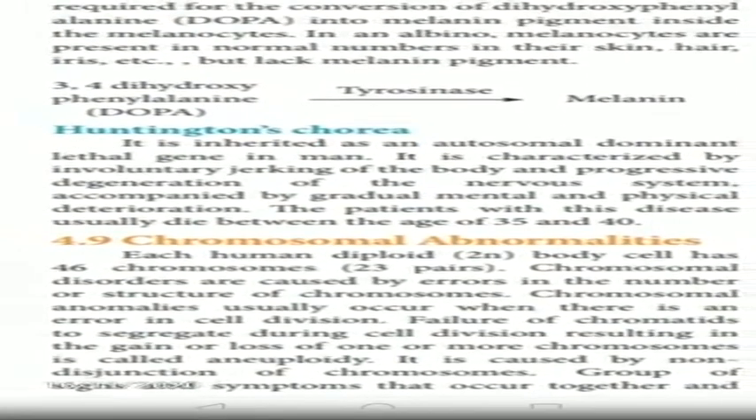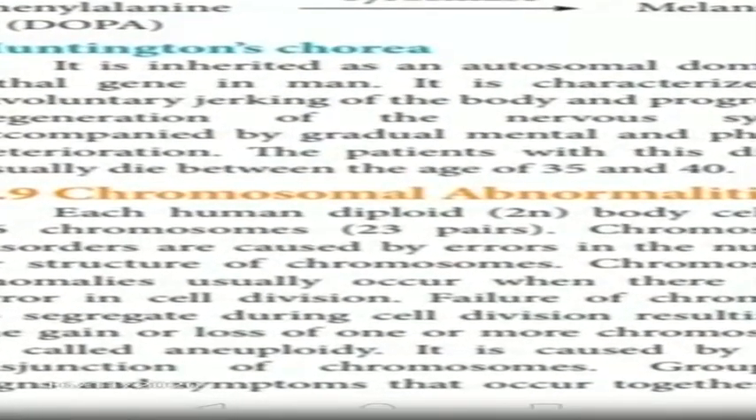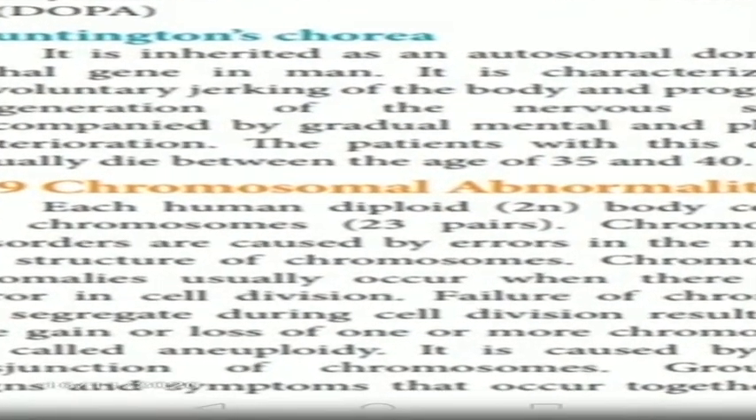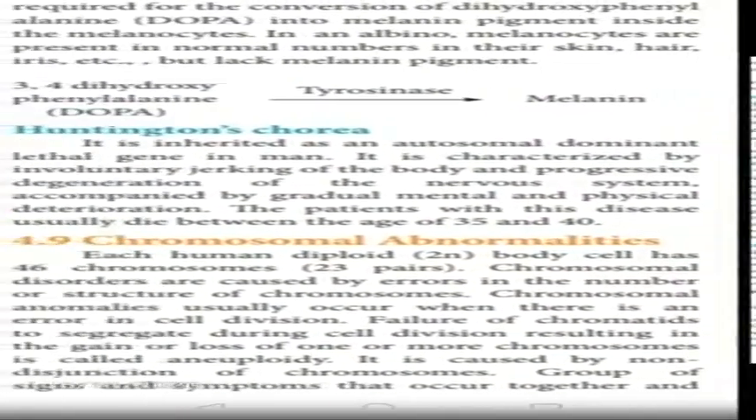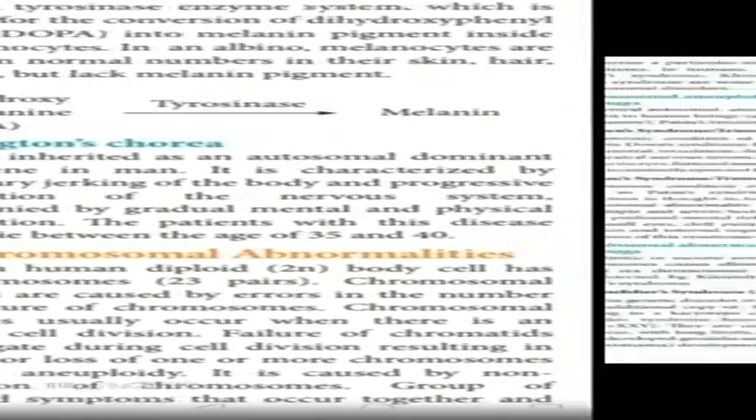What is abnormal? If you have 46 chromosomes, maybe one extra chromosome may be there, making 47 or 48, or maybe a reduction of chromosomes. Instead of having 46, one may have 44 or 43. That is because of chromosomal abnormalities.